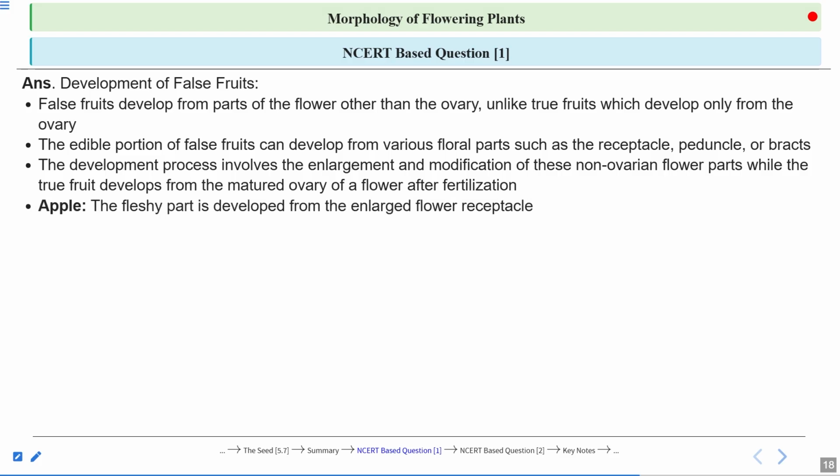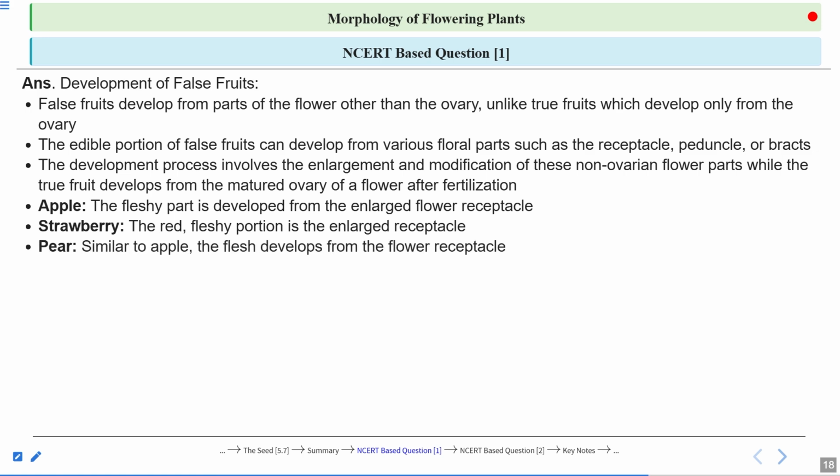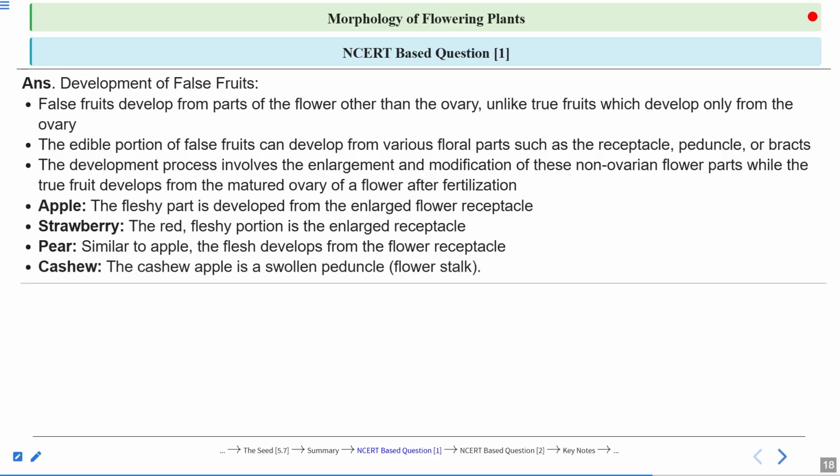Apple, the fleshy part is developed from the enlarged floral receptacle. So apple is formed from the receptacle or the thalamus part. Strawberry, enlarged receptacle. This receptacle is very enlarged, and a multicarpellary ovary is there. All the ovaries are embedded on this thalamus. Pear, similar to the apple, the flesh develops from the flower receptacle. The flesh means the part that you eat.